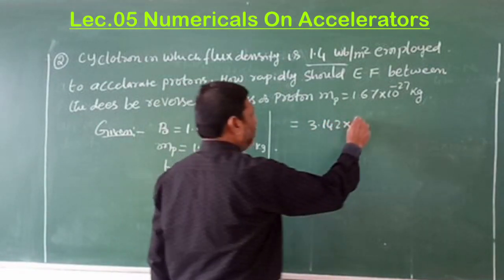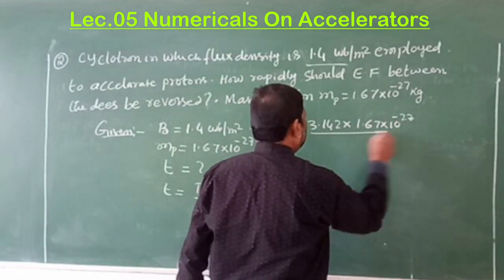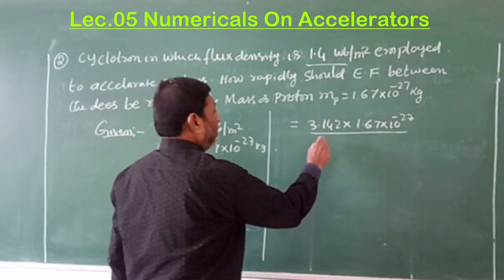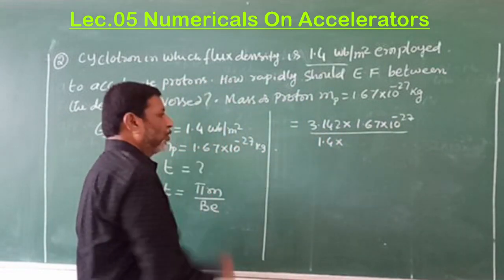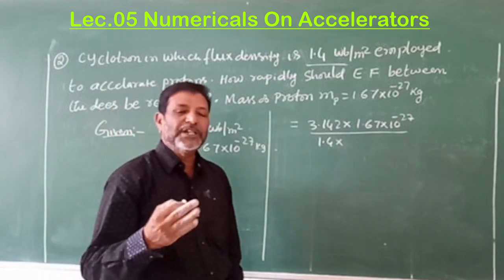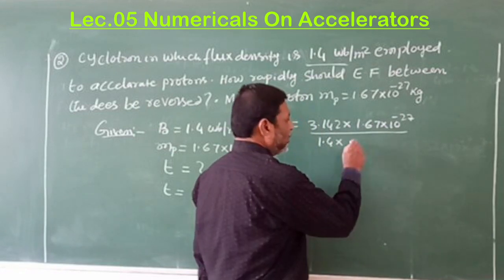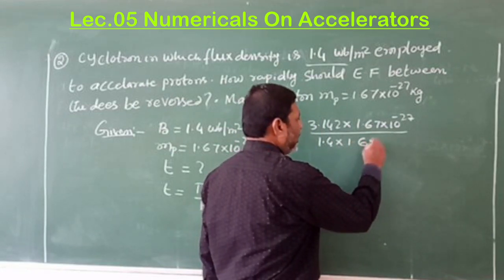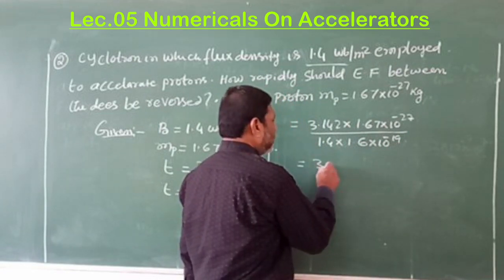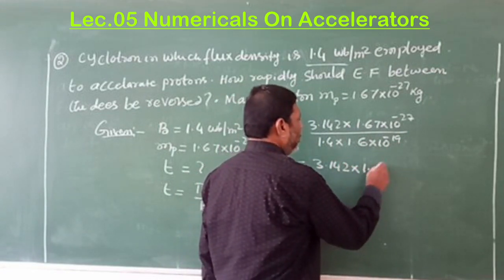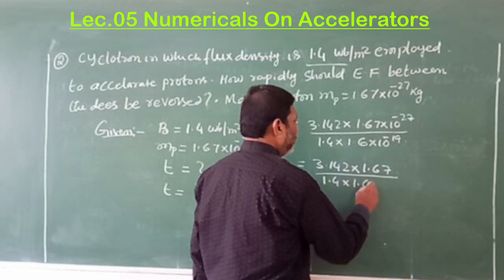Then mass is given to you: 1.67 into 10 raised to minus 27, divided by the applied magnetic field, which is 1.4. Next, since it is a proton, I have already suggested that you should remember the value of the charge of the proton, which is equal to the charge of the electron. How much is it? 1.6 into 10 raised to minus 19. Now this is equal to 3.142 into 1.67 divided by 1.4 into 1.6.